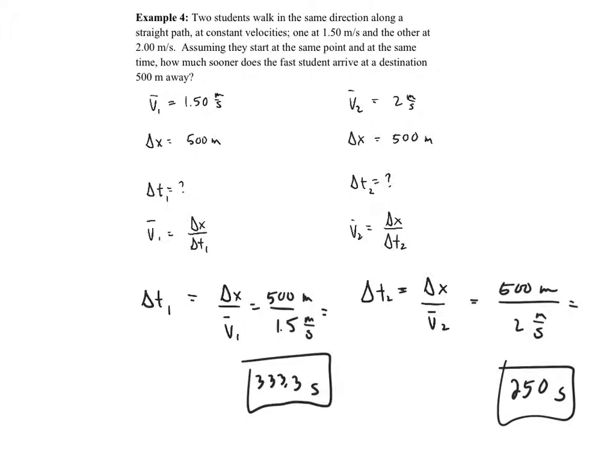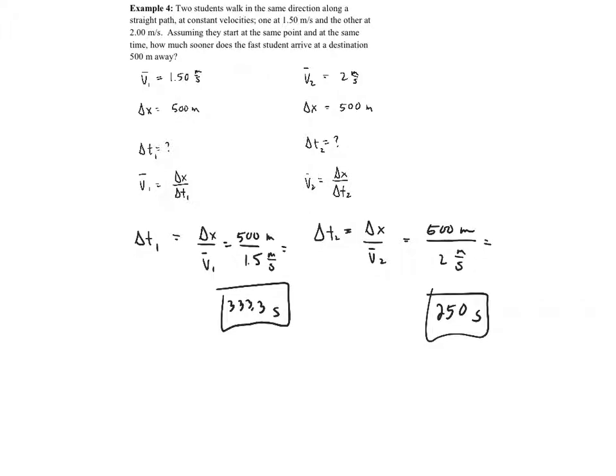Are those my answers, though? They're not my final answers. What's my final answer in this problem? The difference between the two. Okay, delta T1 minus delta T2 is going to be 83.3 seconds ahead.